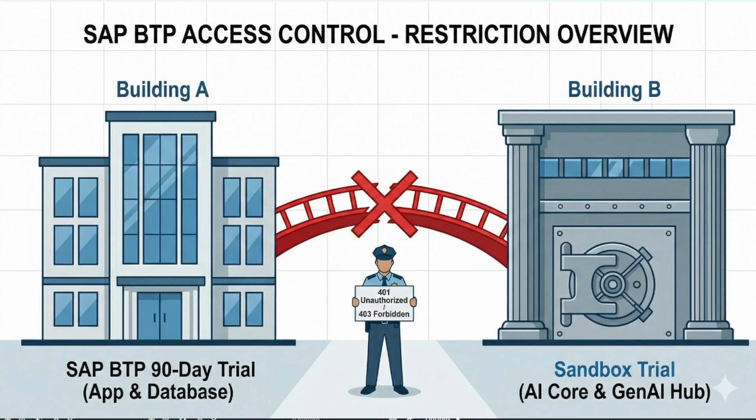Consider this is building A. SAP doesn't provide the AI Core service inside the 90-day trial environment because AI requires massive, expensive computational power. SAP just doesn't put that inside a normal trial account. If you remember, in our first video we tried to search for the AI Core instance inside our entitlements, but we didn't get that.